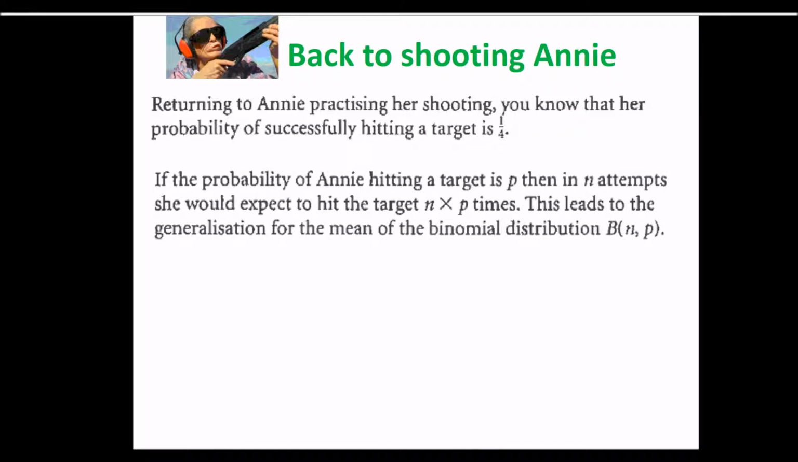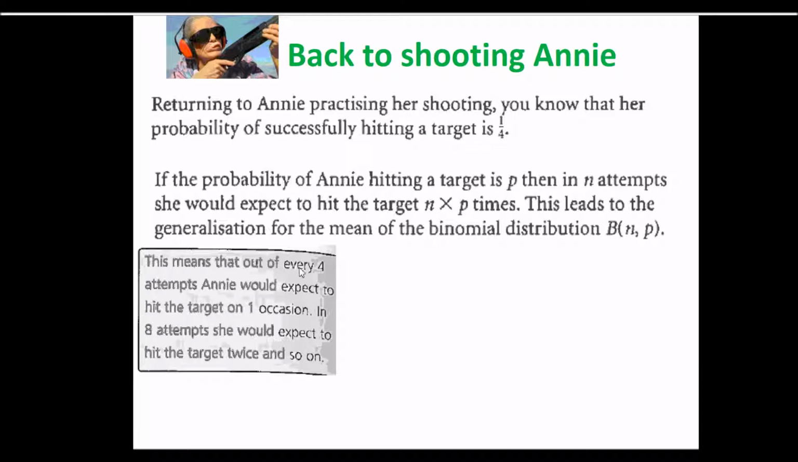If the probability of Annie hitting a target is p and she attempts it n times, she would expect to hit the target n times p. Remember expectation from one of our earlier probability review topics: expectation is the number of experiments times the probability. This leads to the generalization for the mean of the binomial distribution, B(n, p).